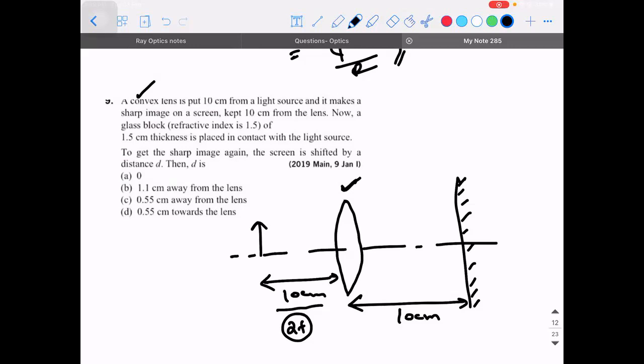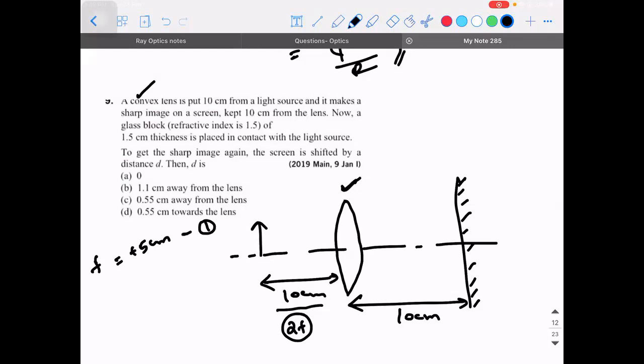So 2F is 10, so F is 5 centimeters. Focal length of a convex lens is positive. So let's write it. F is equal to plus 5 centimeter. Let me take this as 1. Okay, next.